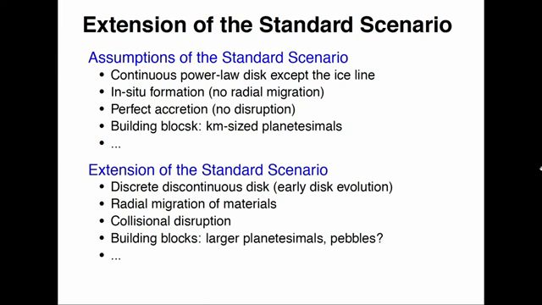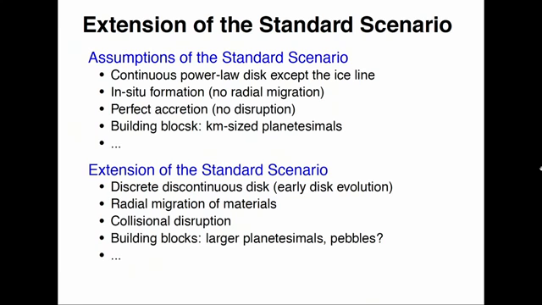But these are highly idealized, right? For example, for this continuous power law disk, we are now working on a discrete, discontinuous disk, maybe formed by early disk evolution. Many people are also considering the radial migration of planets during the formation. And as we have already heard from Nadal's talk, not perfect accretion, but the collisional disruption and its effect on the composition is now taken into account.